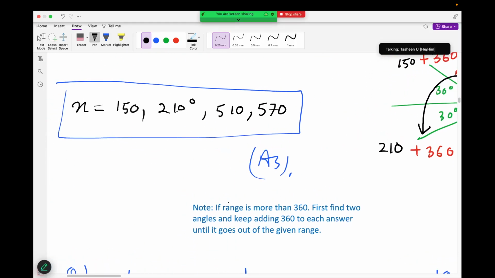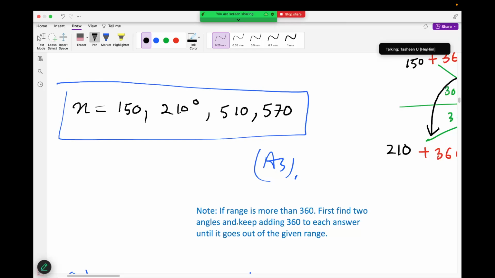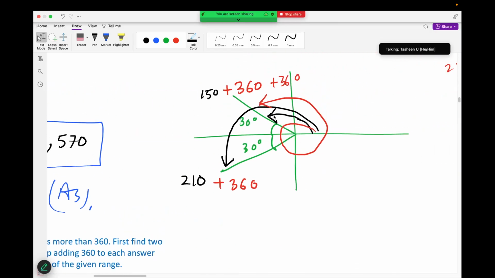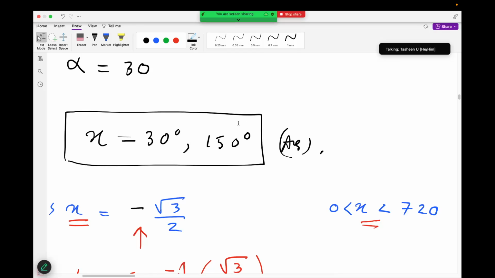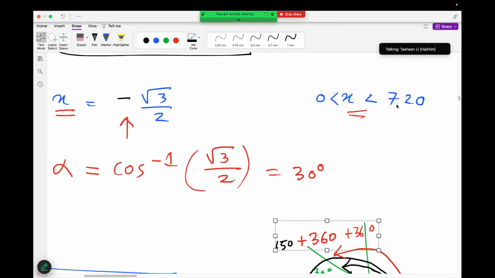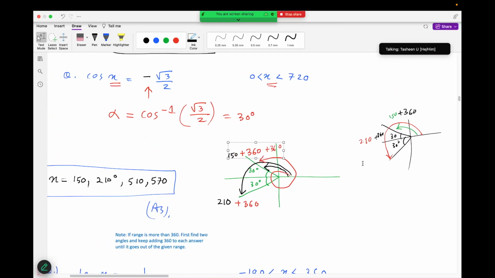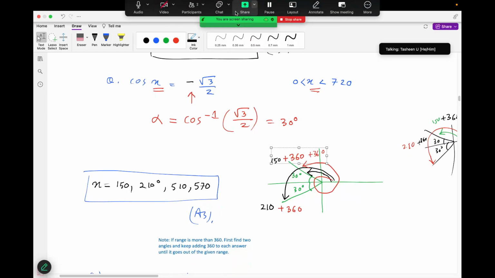So note, if the range is more than 360, first find two angles and keep adding 360 to each answer until it goes out of the given range. You understand? If we add 360 again, you will find that it goes beyond our given range, which is 720, and that is when we stop. You understand how I solve this?